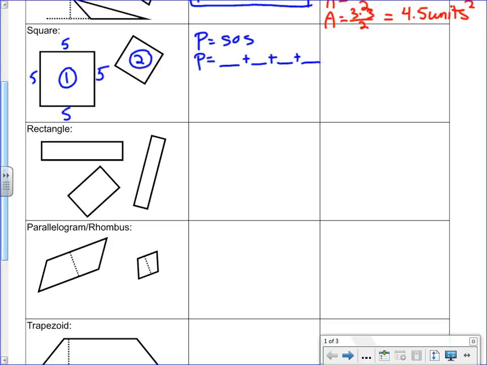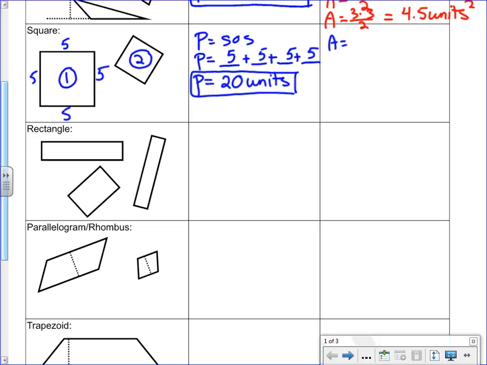But we're going to go ahead and put in our 5's up here. So now we have P is equal to 20. This is 20, and again, we're just going to call it units. And remember, because it's perimeter, it's just the units. It's not the unit squared. That's for area. So now we're going to do the area.